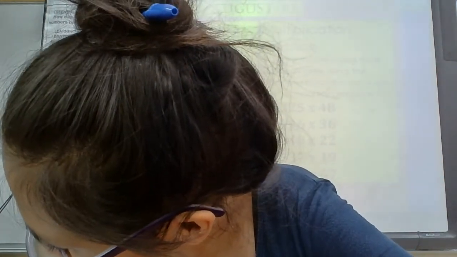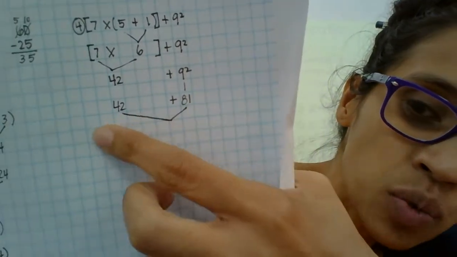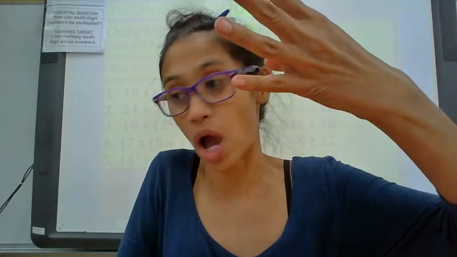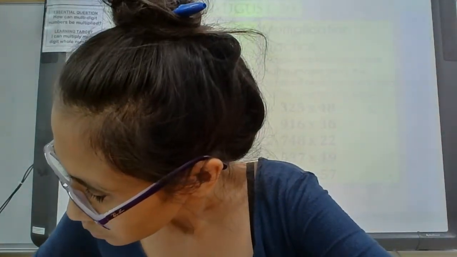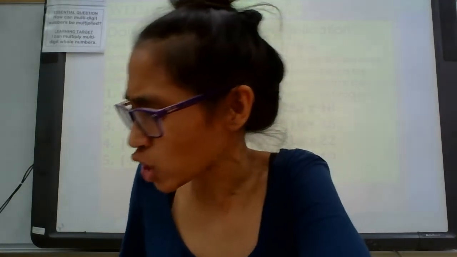So now we do 42 plus 81, and the shortcut, the mental way, you add the ones place. The 1 plus the 2 is what? 3, so we can write that 3 down in the ones place. And then 4 and 8 is 12. Remember 8, 9, 10, 11, 12. 123. Bam.